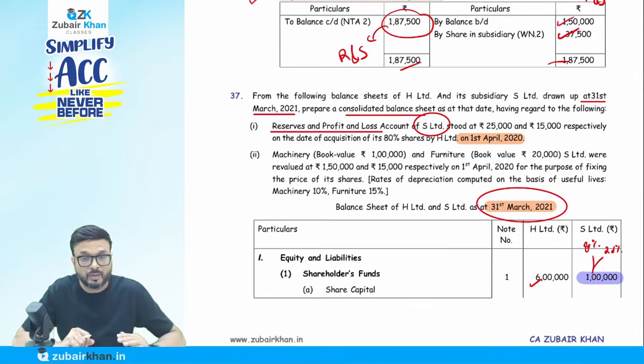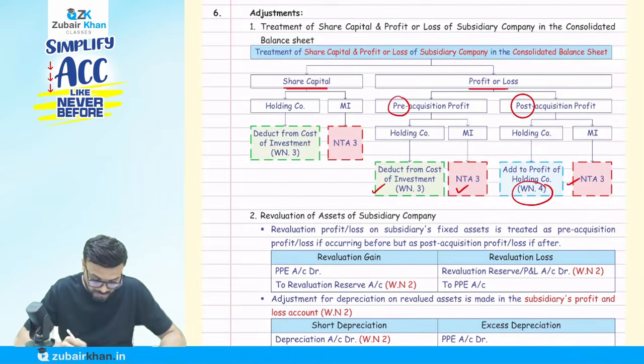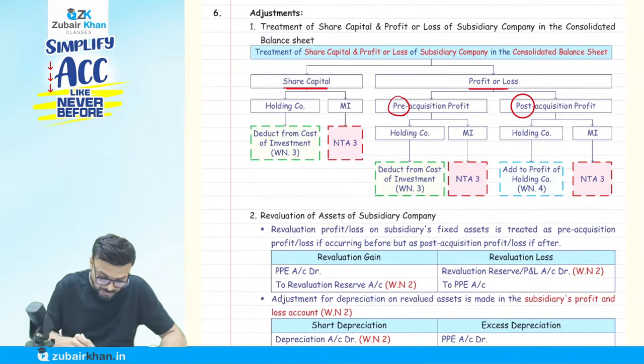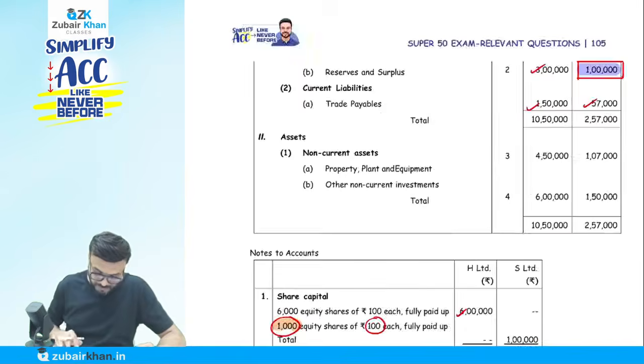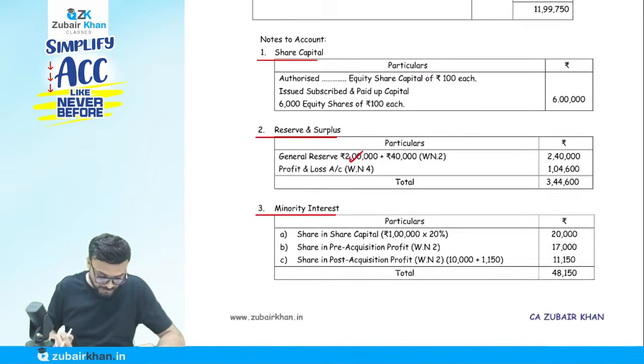Okay. Now what we do with that share capital, do you remember we discussed it: the share capital is deducted from the cost of investment, working note number 3. So we'll go to working note number 3. So this is 1 lakh. You can see that it is 1 lakh. Okay. Working note number 3.